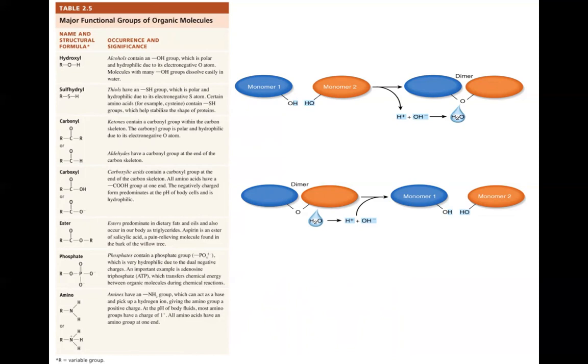Amino acids, guess what they have? Either this or this, what we call an amino group. And it's these things that really make those 4 different organic compounds different from one another. It's what makes a fat different from a carbohydrate, and a protein different than a nucleic acid.